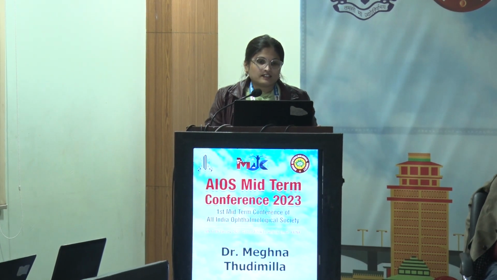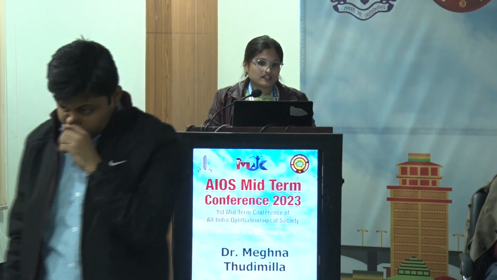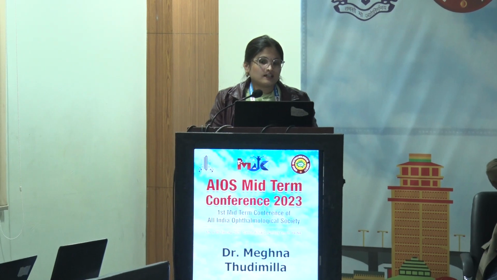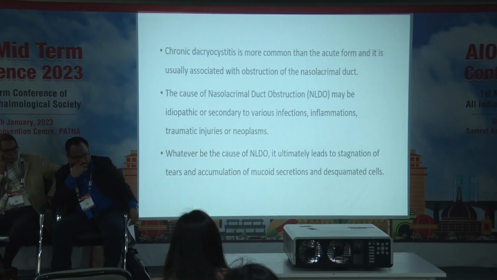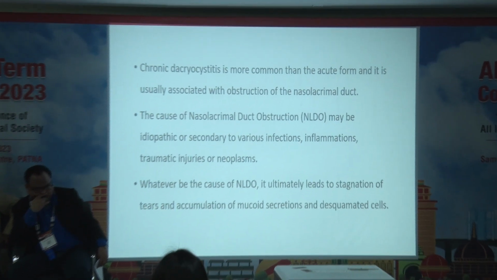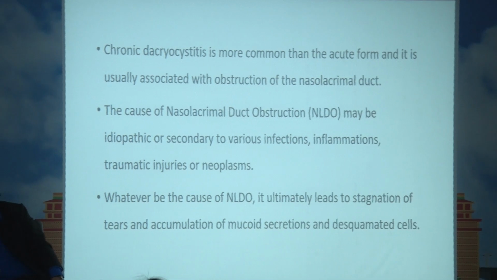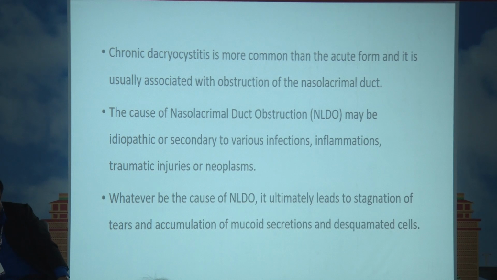As already described, diseases of lacrimal drainage system account for nearly 3% of visits to eye clinic, and among them, chronic dacryocystitis is the most common one. It can be acute or chronic. Chronic is more common than the acute form, and it is usually associated with obstruction of nasolacrimal duct. It may be idiopathic or secondary to various infections, inflammations, or injuries, or even neoplasms.